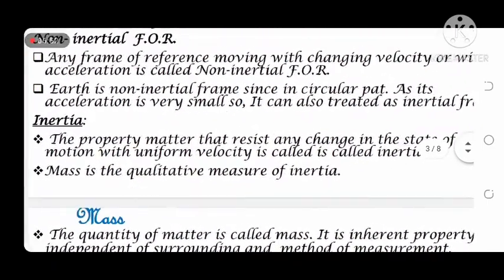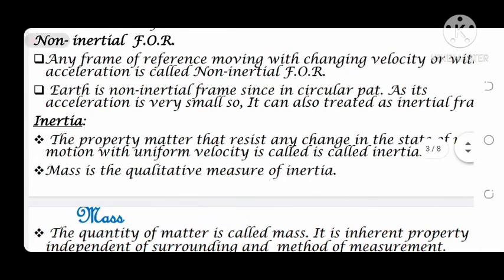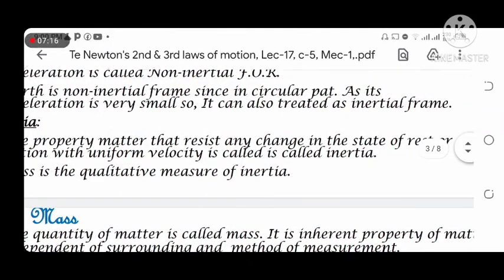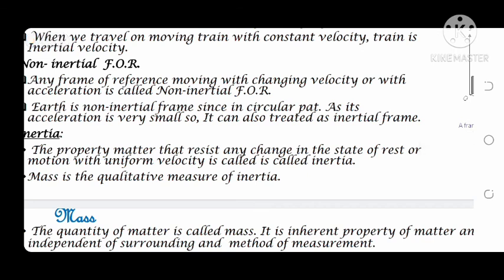Inertia. In the last lecture, in the first law of motion, we also called the first law of motion the law of inertia. What is inertia? The property of matter that resists any change in the state of rest or motion with uniform velocity is called inertia. In Urdu, we call it jamood, which means to stay at one place, whether in velocity or in rest.